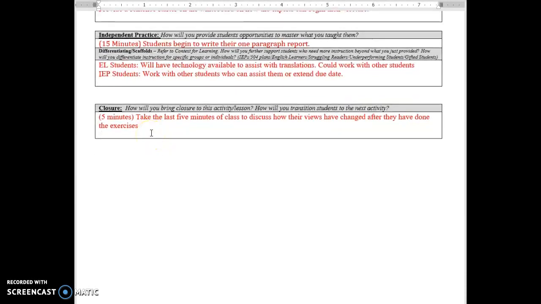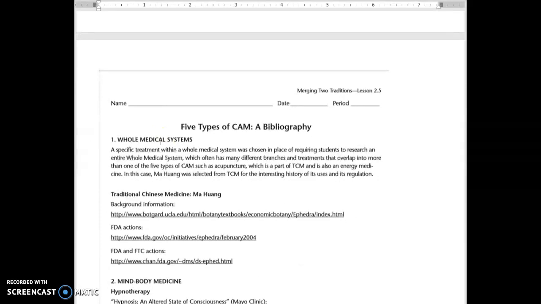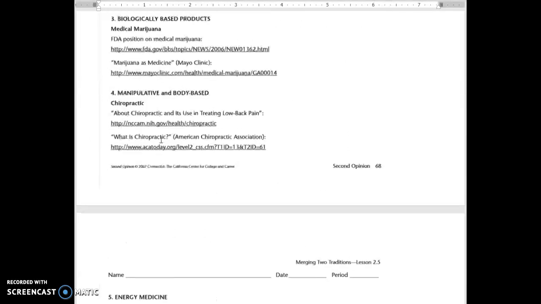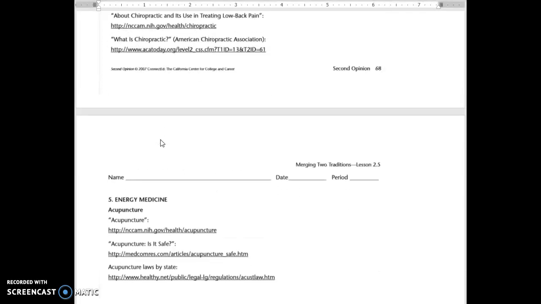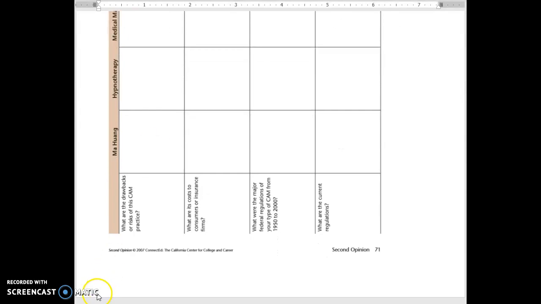And then the closure, the last 5 minutes, we'll discuss their views and ask them if they have any different views now that we have done the research. The last part of the lesson plan will have the actual assignment itself, along with some of the resources needed, as well as the graphic organizer. Thank you very much.